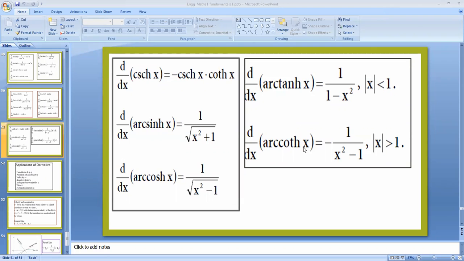For cot hyperbolic inverse of x, apply that same process, as those who have studied the previous formula, the differential of tan hyperbolic inverse of x, will know. So what will be there? Minus 1 upon x square minus 1. But the condition is that mod of x should be greater than 1. In the previous formula, the condition given is mod of x is less than 1, meaning mod of x should be less than 1.